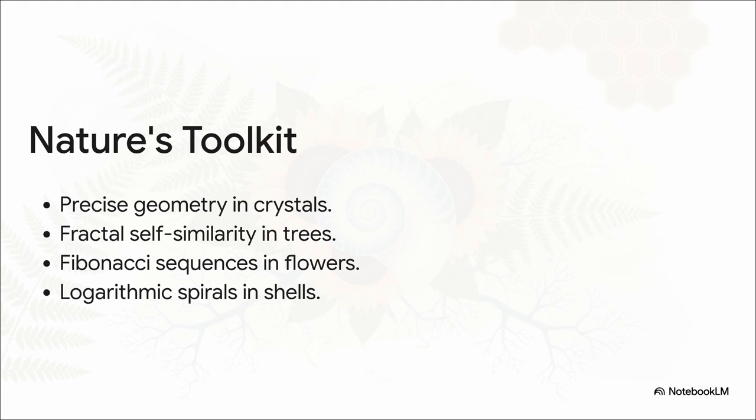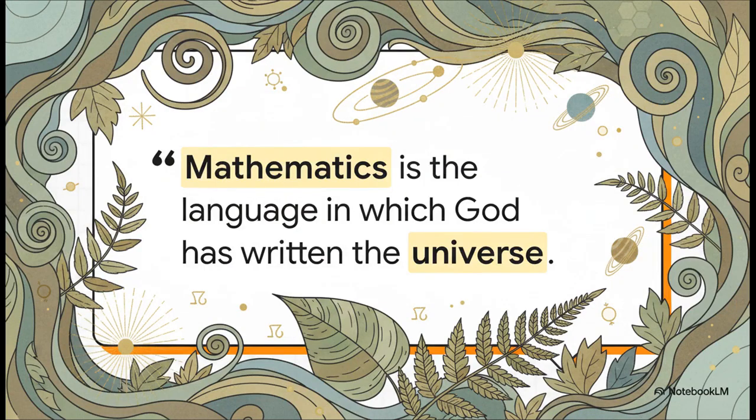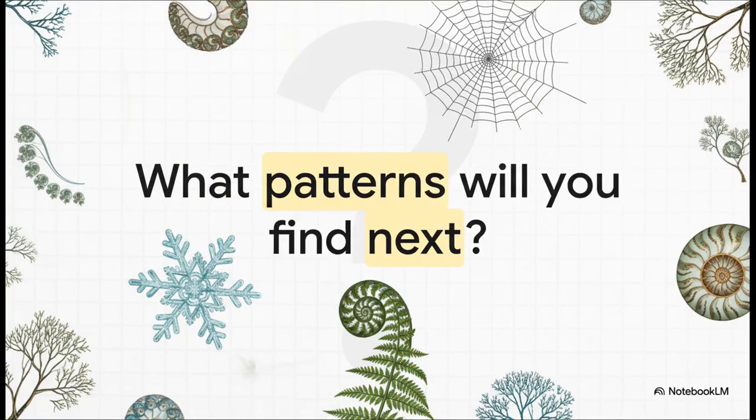I mean, think about it. In just the last few minutes, we've uncovered this whole hidden language. We've seen the perfect geometry in crystals, those repeating fractal patterns in trees, the Fibonacci numbers popping up in flowers, and the beautiful logarithmic spirals in shells. And this isn't some new idea. We're talking centuries ago. People like Galileo realized that if you want to understand the universe, you first have to understand its language. And that language, whether you're talking about a planet's orbit or the veins on a leaf, is math.